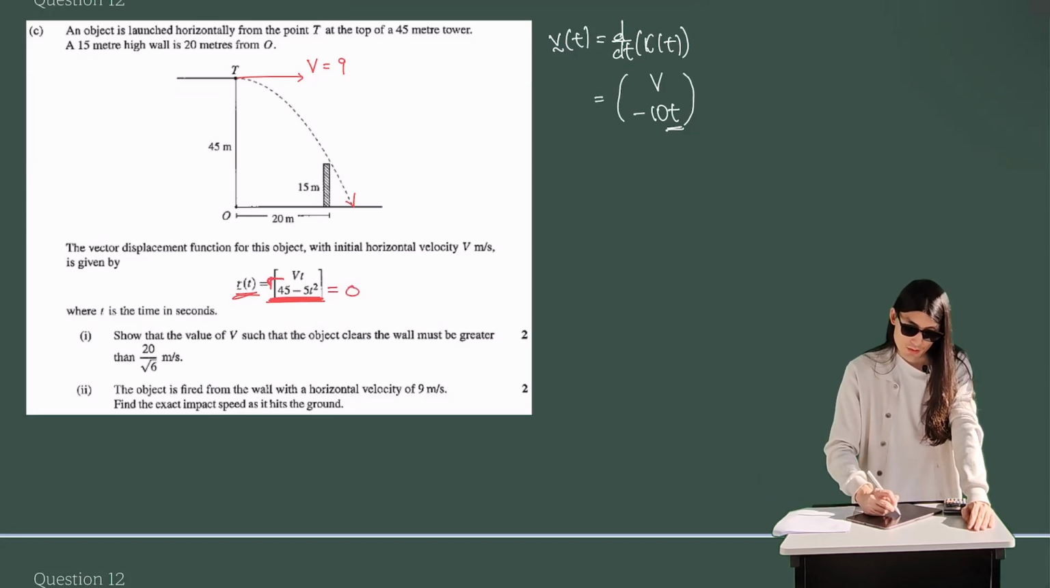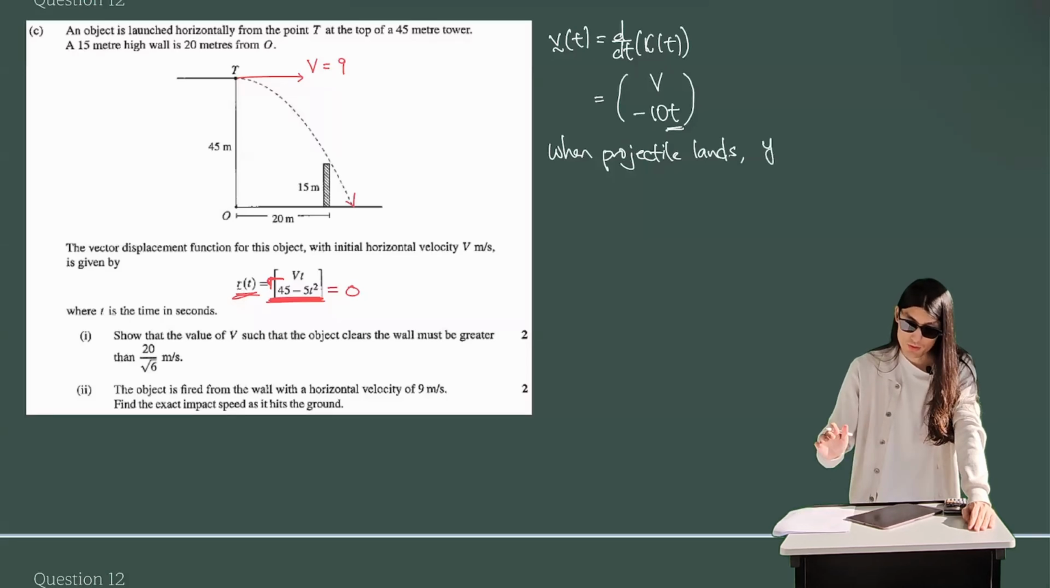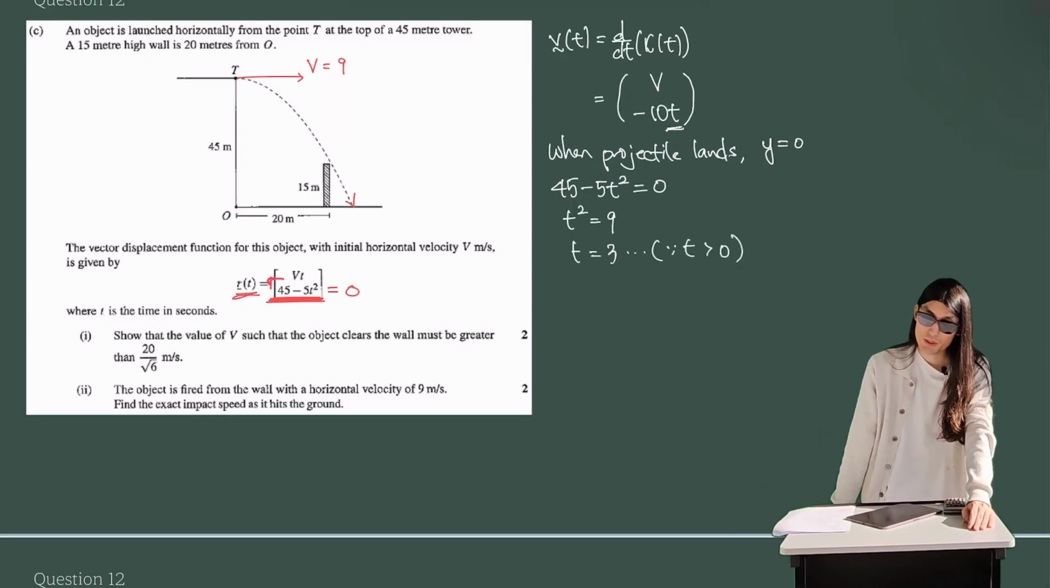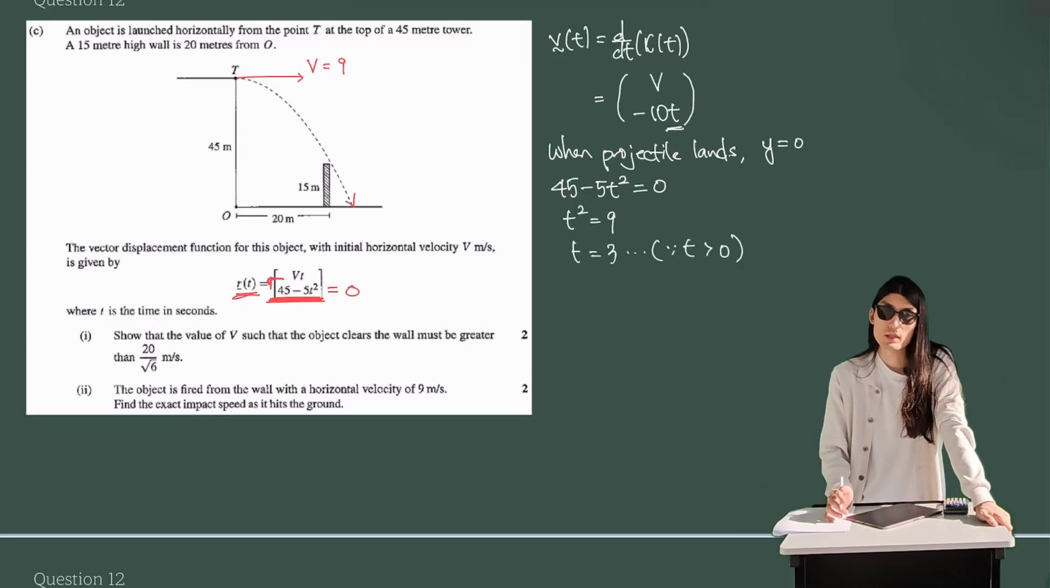Okay. So when the projectile lands, its y coordinate is equal to 0. So 45 minus 5t squared is equal to 0. Rearrange that. t squared is equal to 9, t is then equal to 3, of course, since time cannot be negative over here.